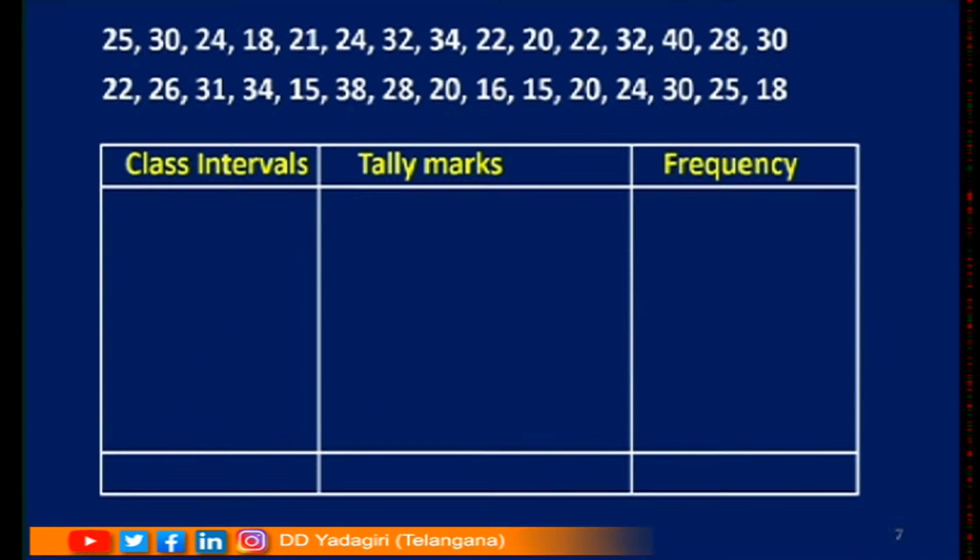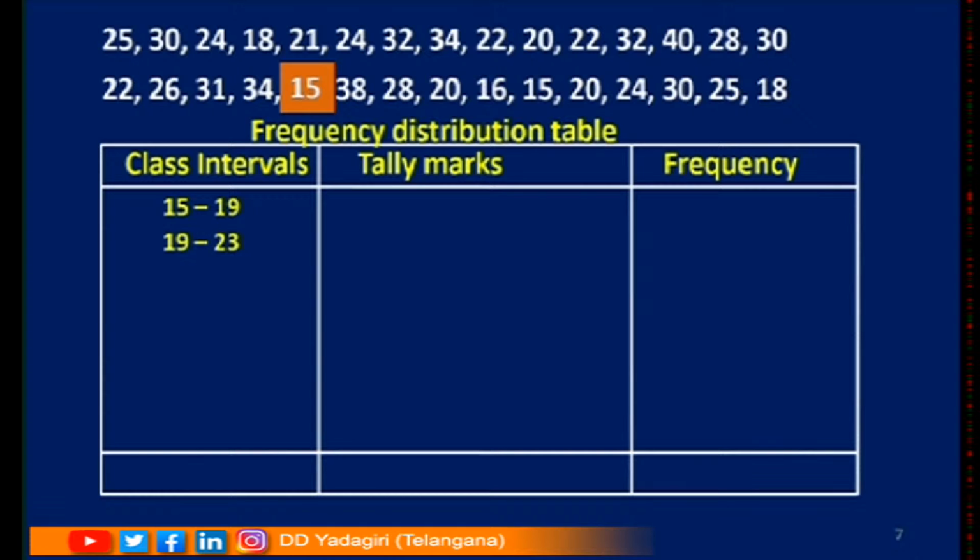Now, in this data, which is the least value? Yes, it is 15. So, we have to start from 15. And what is the size of the class interval? Yes, it is 4. So, what you have to do? You have to add 15 with 4. So, what will you get? 19. So, the first class is 15 to 19. Again add 4 to 19, you will get 19 to 23, next 23 to 27, 27 to 31, 31 to 35, 35 to 39, 39 to 43.